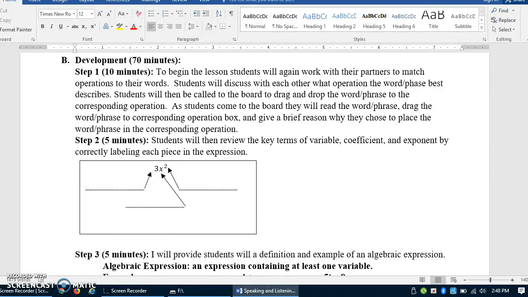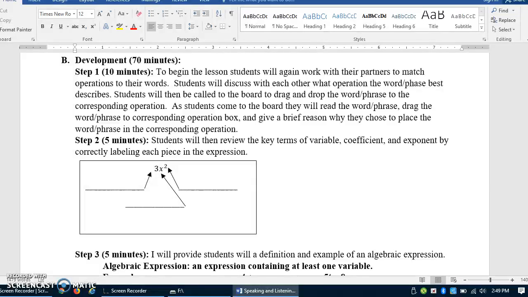For the development of the lesson to begin, students will work with a partner to match operations with the word. Students will discuss what operation the word or phrase best describes. I'll give them a word or a phrase and they'll say, is it addition, subtraction, multiplication, or division? They'll discuss that with a partner. I will then have them come up to the board and drag and drop the word into its corresponding operation.